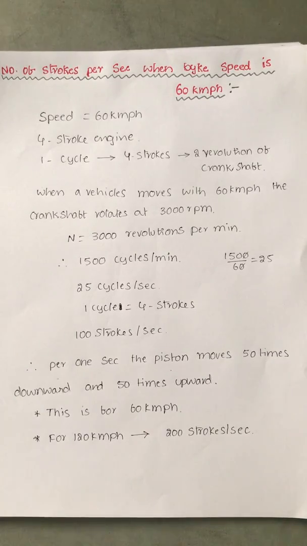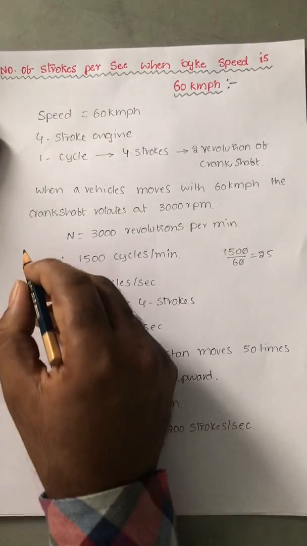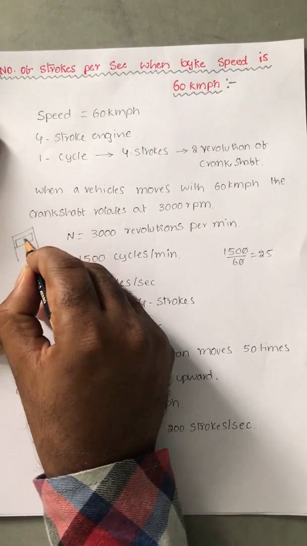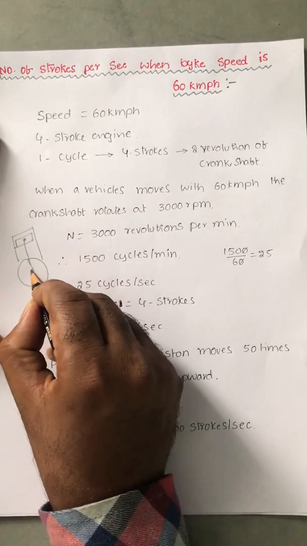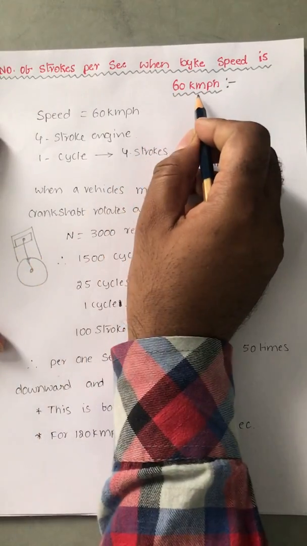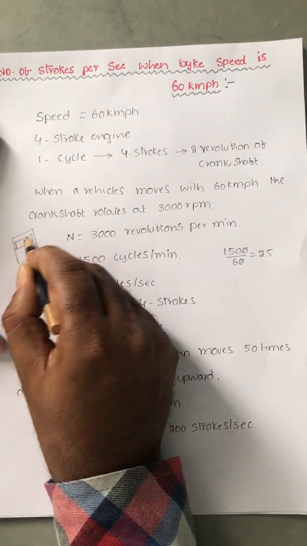Today we are going to discuss the number of strokes per second when the bike speed is 60 kilometers per hour. When the bike is moving at 60 kilometers per hour, if I draw the piston cylinder arrangement, then you can understand easily. This is the piston cylinder arrangement. When the bike speed is 60 kilometers per hour, how many strokes does the piston complete?